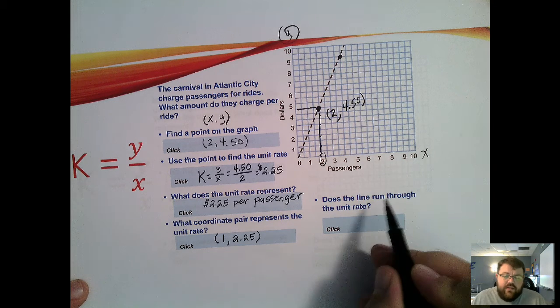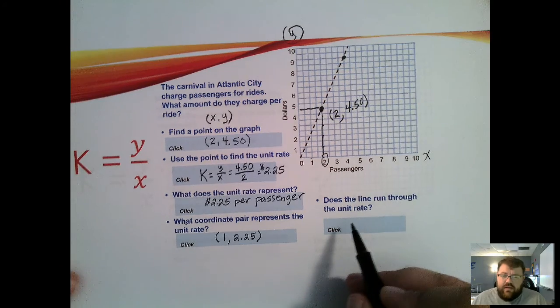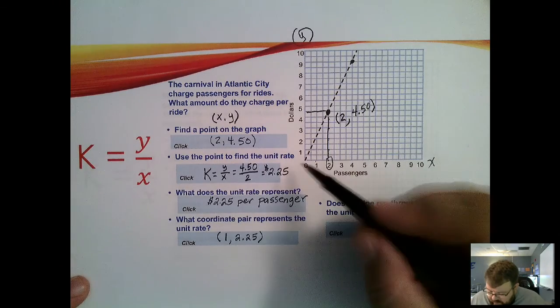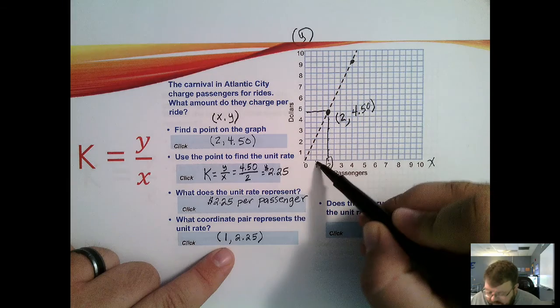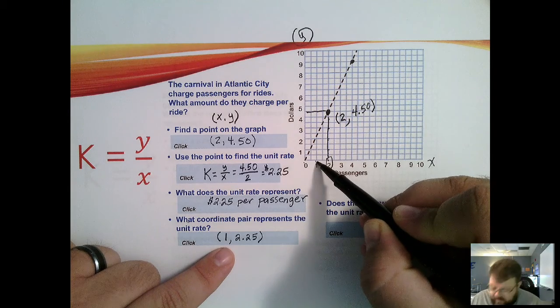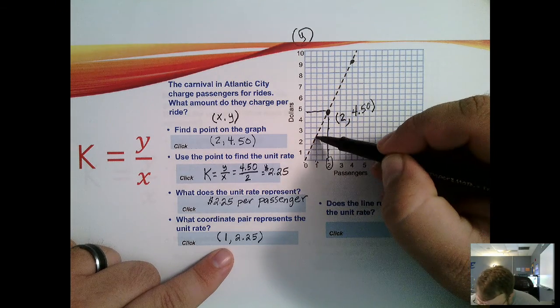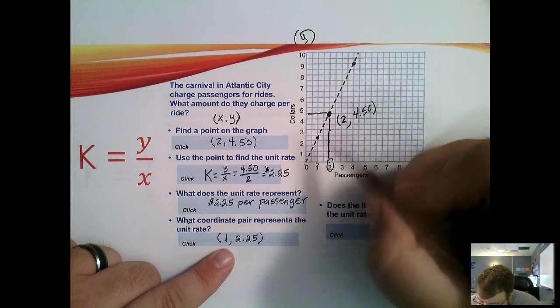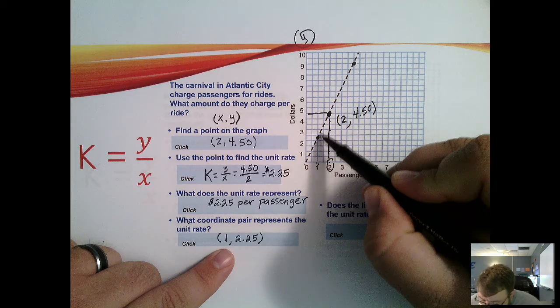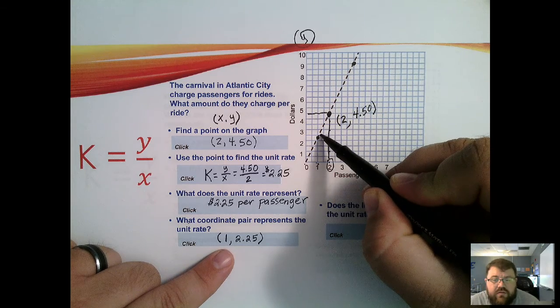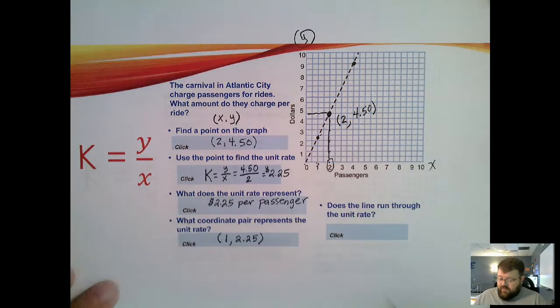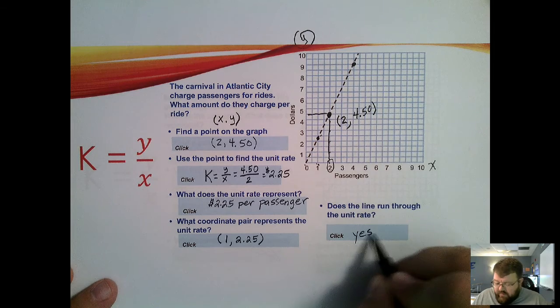Now, does the line run through the unit rate? It's a little bit difficult to see, but if we go over 1, and then you go up to where that line is, it's pretty close. It's more than 2. It's less than $2.50. So it's pretty close. So I would say, yeah, the line does run through it.